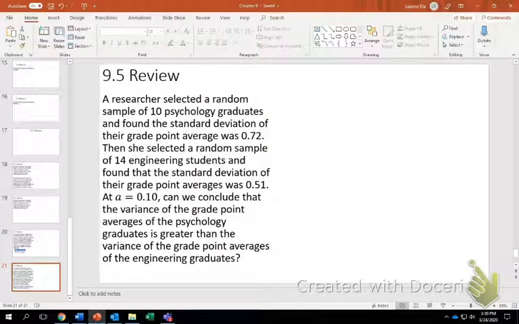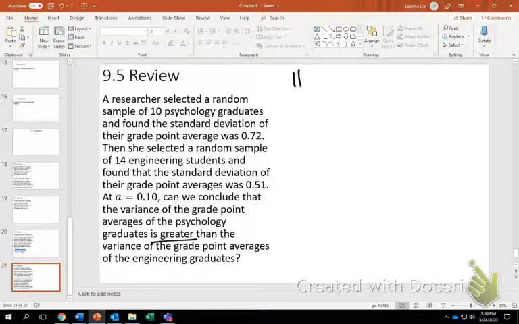So this says a researcher selected a random sample of 10 psychology graduates and found that the standard deviation of their grade point average was 0.72. Then she selected a random sample of 14 engineering students and found that the standard deviation of their grade point average was 0.51. Using alpha equals 0.10, can we conclude that the variance of the grade point averages of the psychology graduates is greater than the variance of the grade point averages of the engineering students?